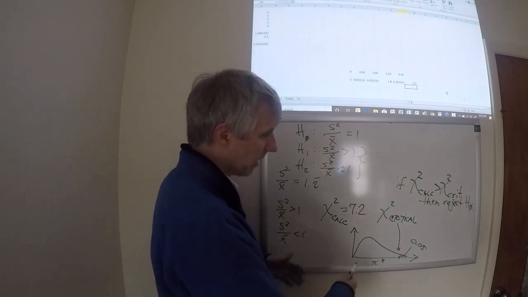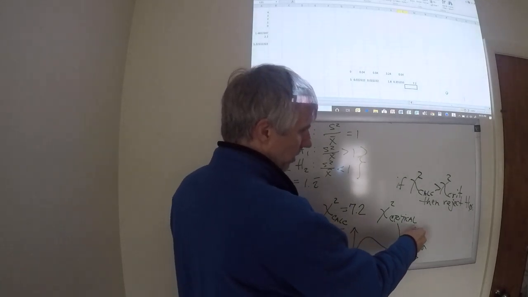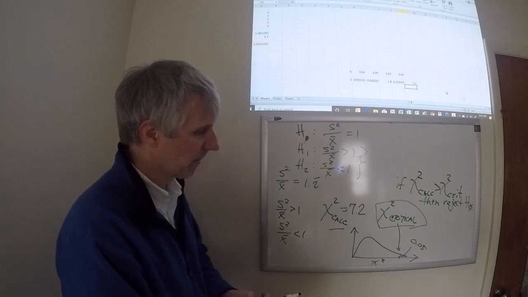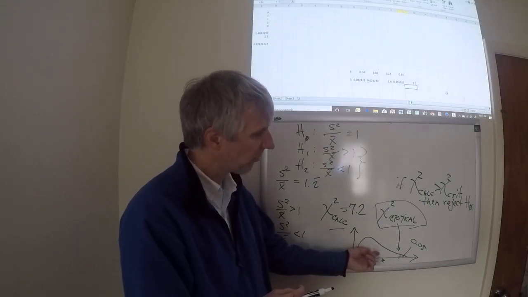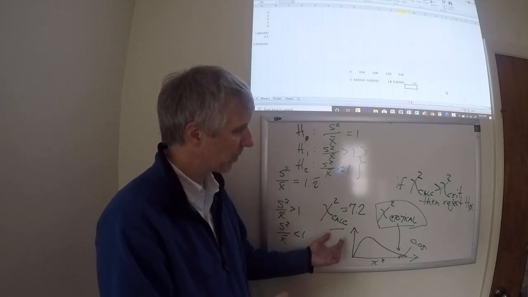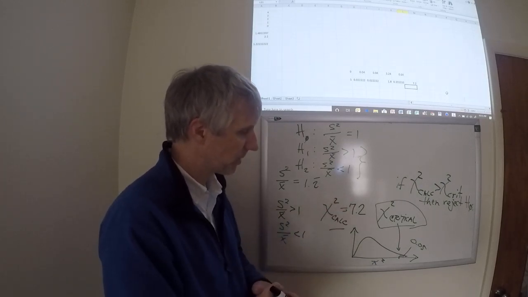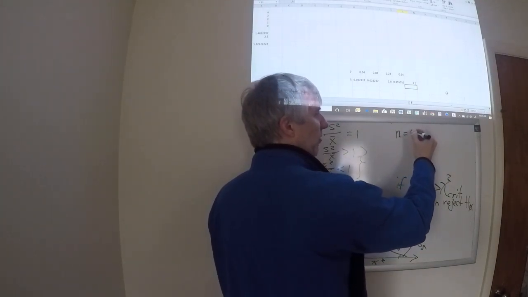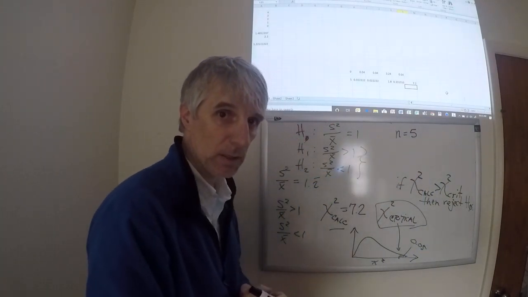Okay? Now, in my day, you'd have to look these critical values up in tables. And there are an infinite number of these chi-square distributions. The distribution you want is the distribution based on your data. So we had 5 quadrats that we looked at.